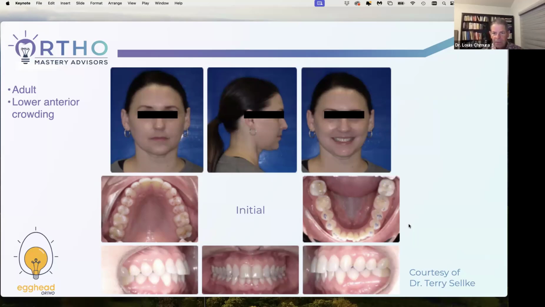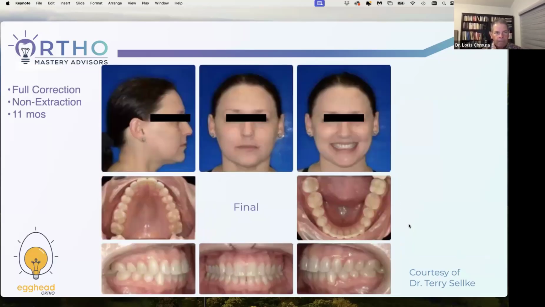So where do we get the space? Well, we tip those teeth out. We leave the second molars where they are, tip the rest of those posterior teeth out, which allows you to upright the lower posterior teeth, which then gives you space to align those anteriors. And you might do some IPR because you've got the tooth size discrepancy with the small upper laterals. And in 11 months, Dr. Terry was able to do that. Okay. Wonderful result.